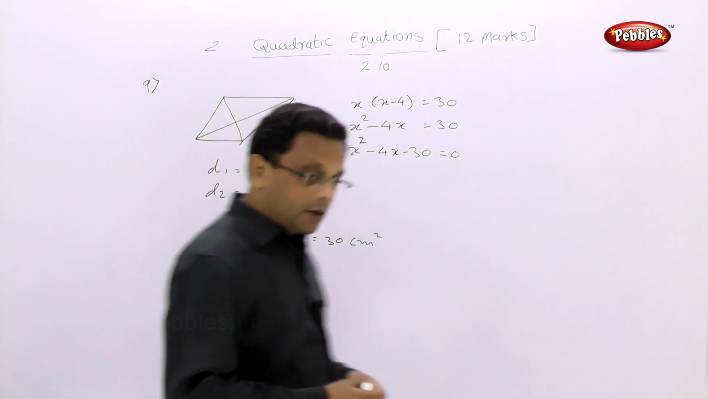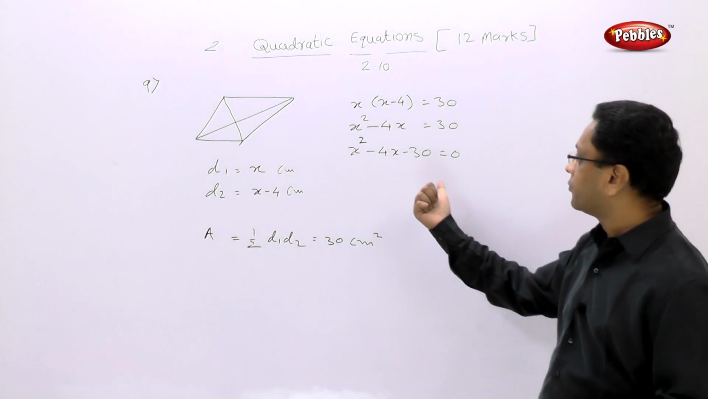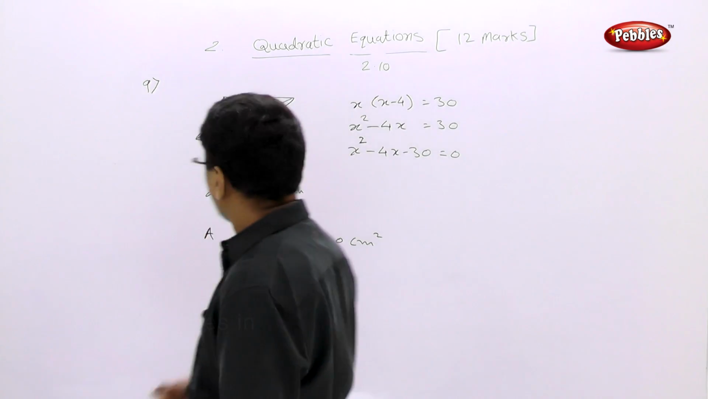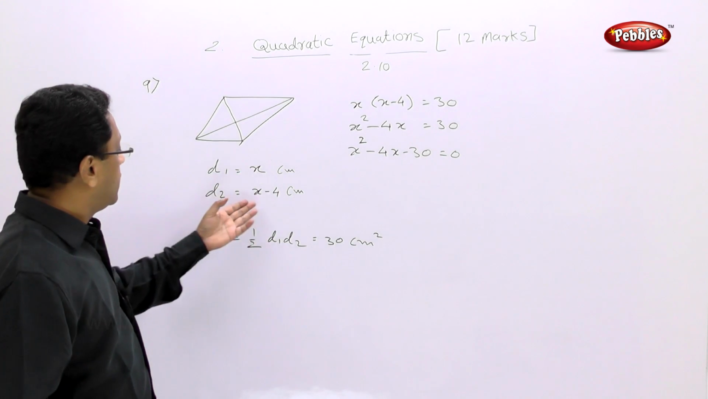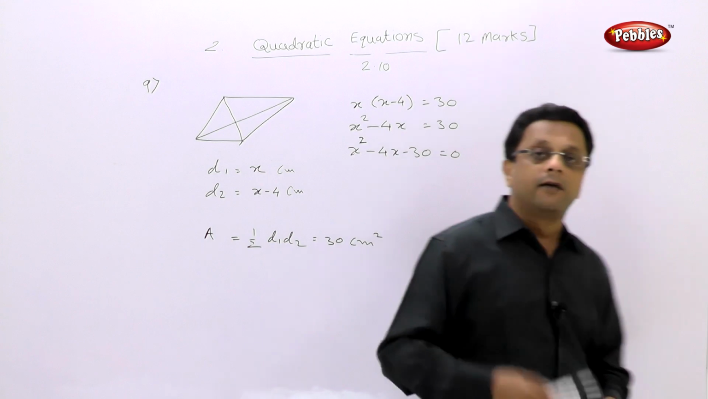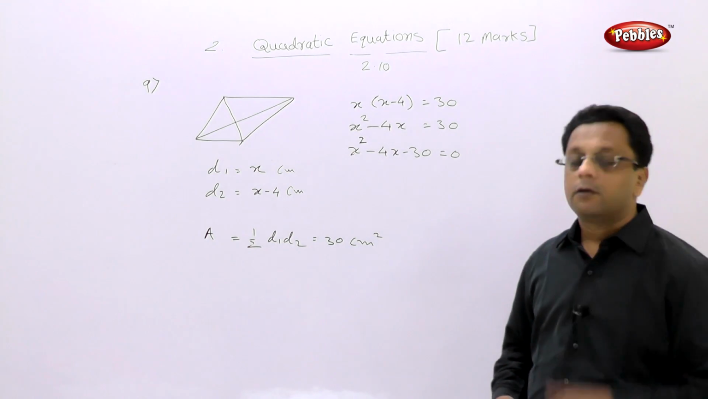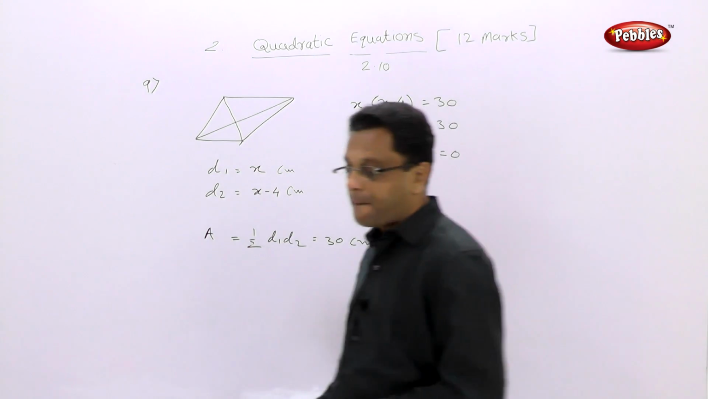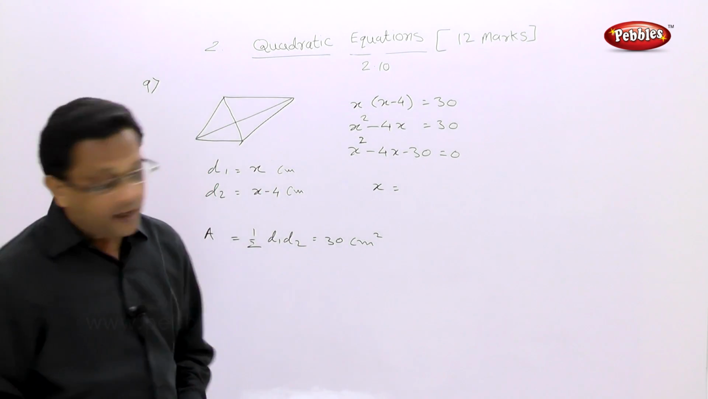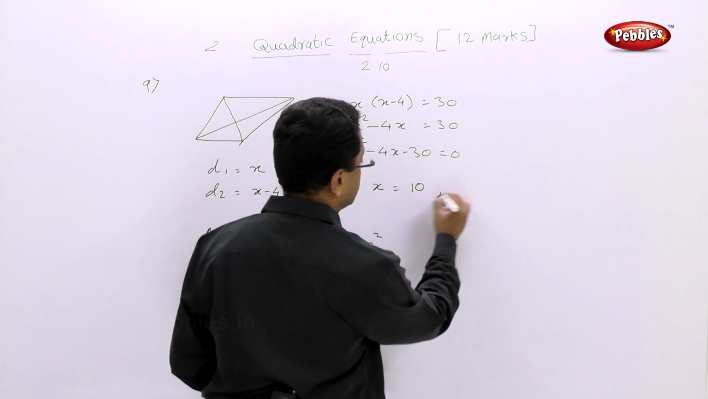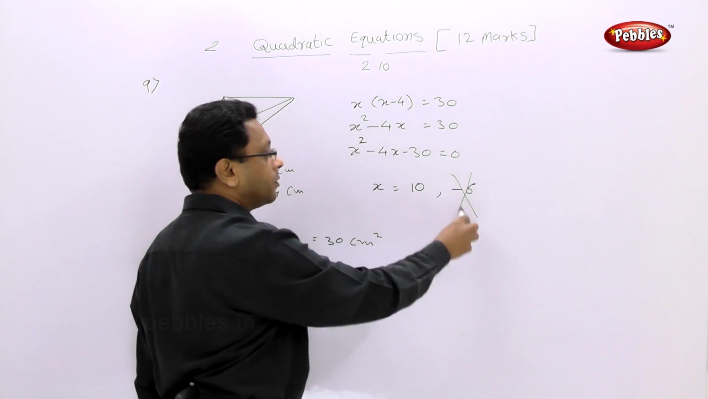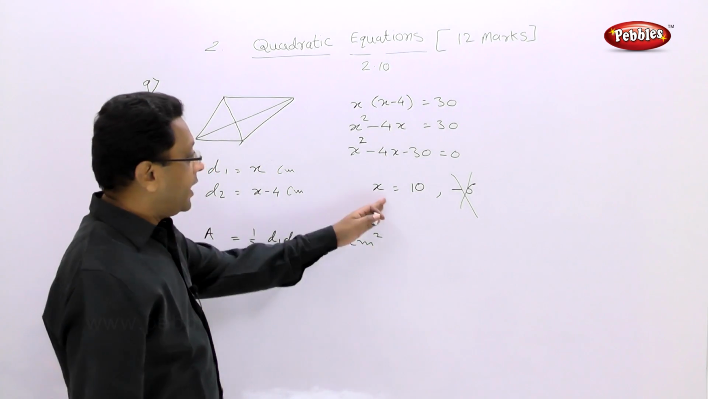Simple quadratic equation. When you solve this quadratic equation, you will get the value of x. So that is the smaller diagonal, and from that we will get the larger diagonal. Pause your video here and you will get the value of x. Pause your video now. The value of x is 10 and minus 6. As you know, this is the length of the rhombus, it cannot be negative. So x is 10.